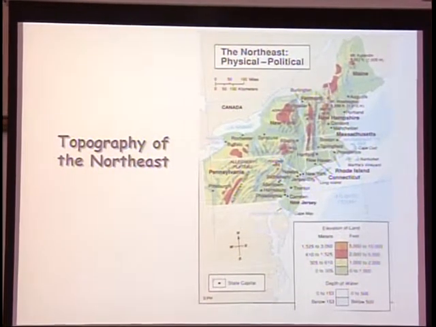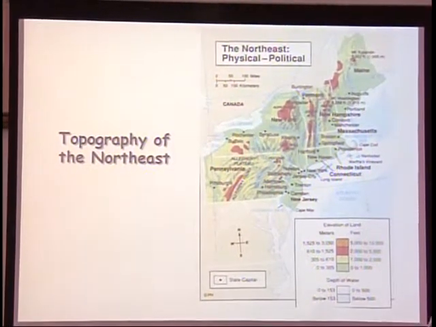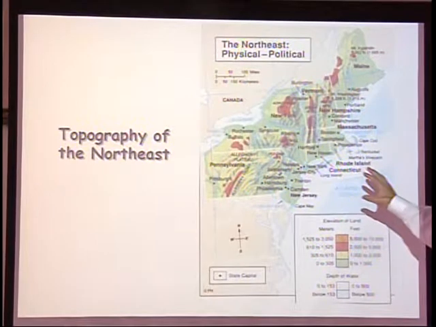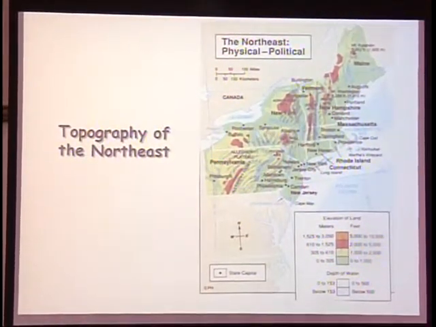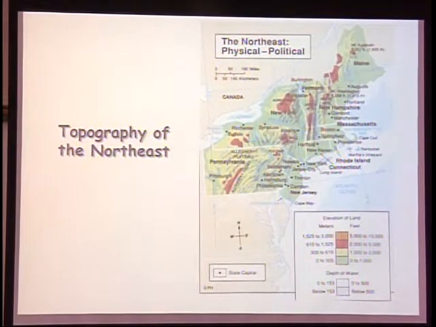Okay, the topography of the Northeast here. In the Northeast you have just the tip of the Appalachian Mountains and several other small mountain ranges here. Elevation not too high, not too many flat areas, and of course you have a little bit of Lake Erie and Lake Ontario here.